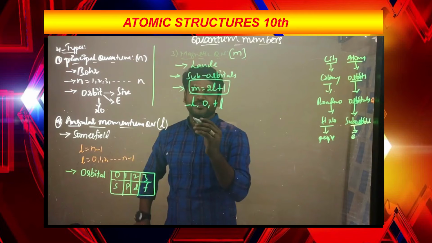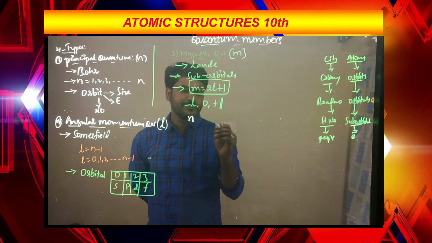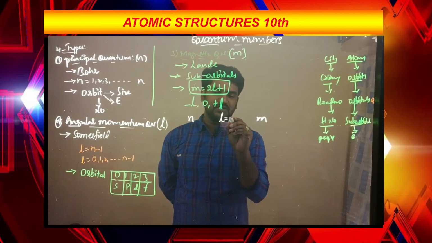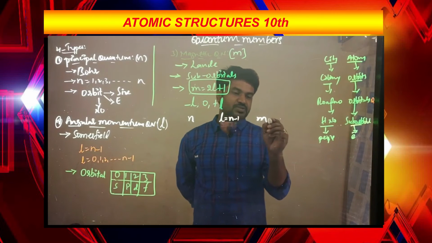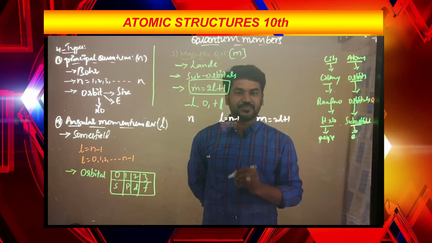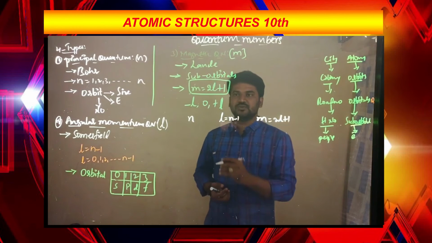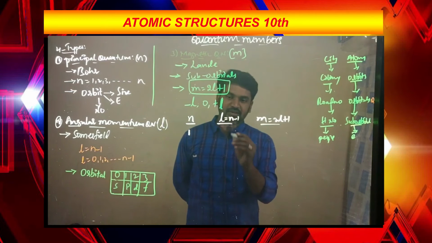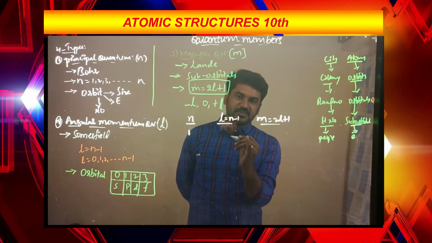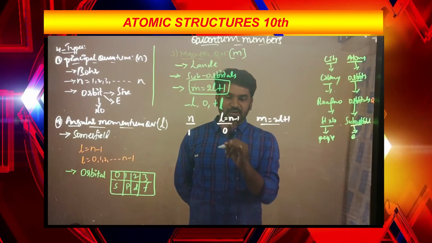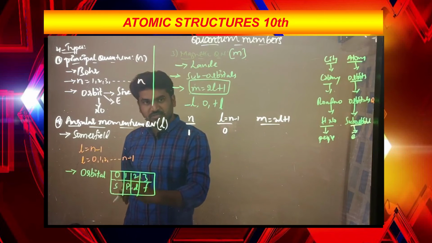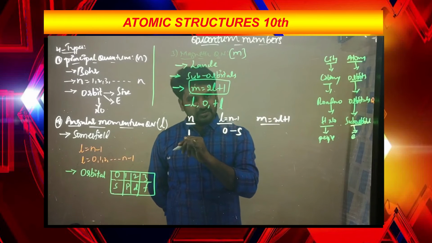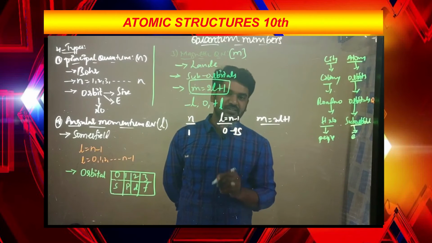Suppose we take n, l and m values. l values are n minus 1, and m values are 2l plus 1, which gives the suborbitals. If n value is 1, l becomes n minus 1, so 1 minus 1 is 0. 0 means s orbital, present in the first orbit. So I am writing 1 here.